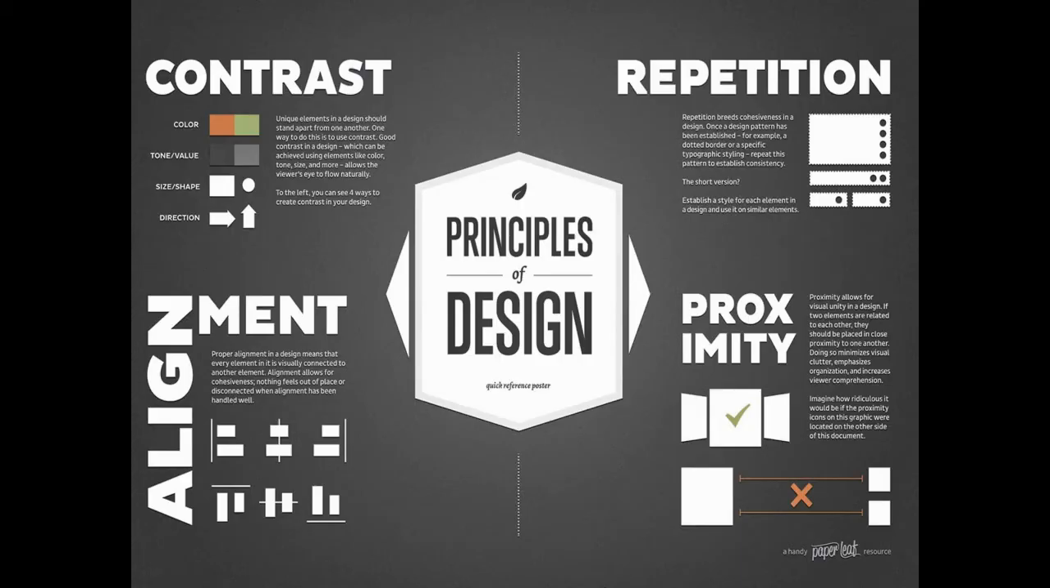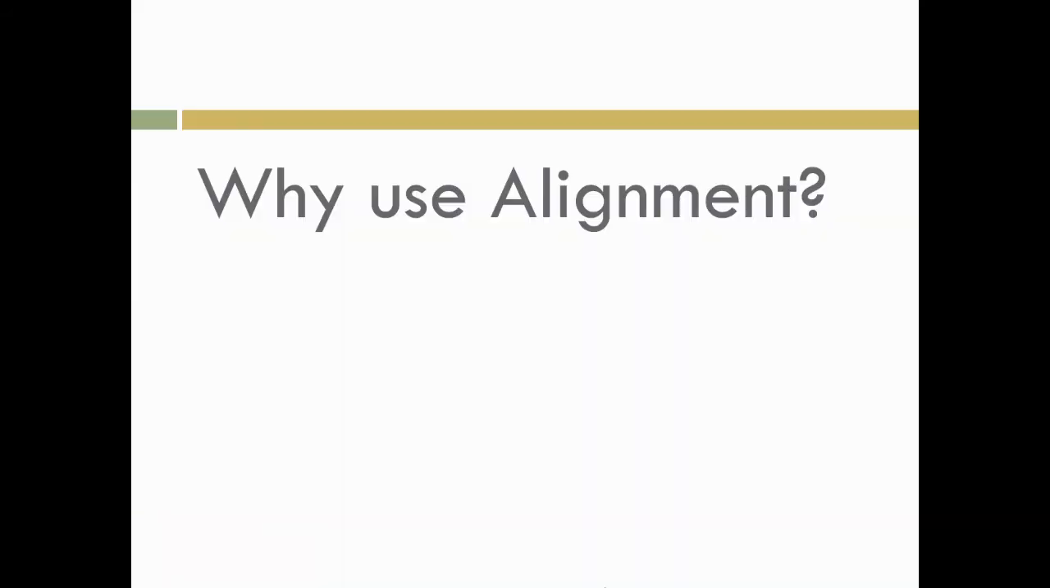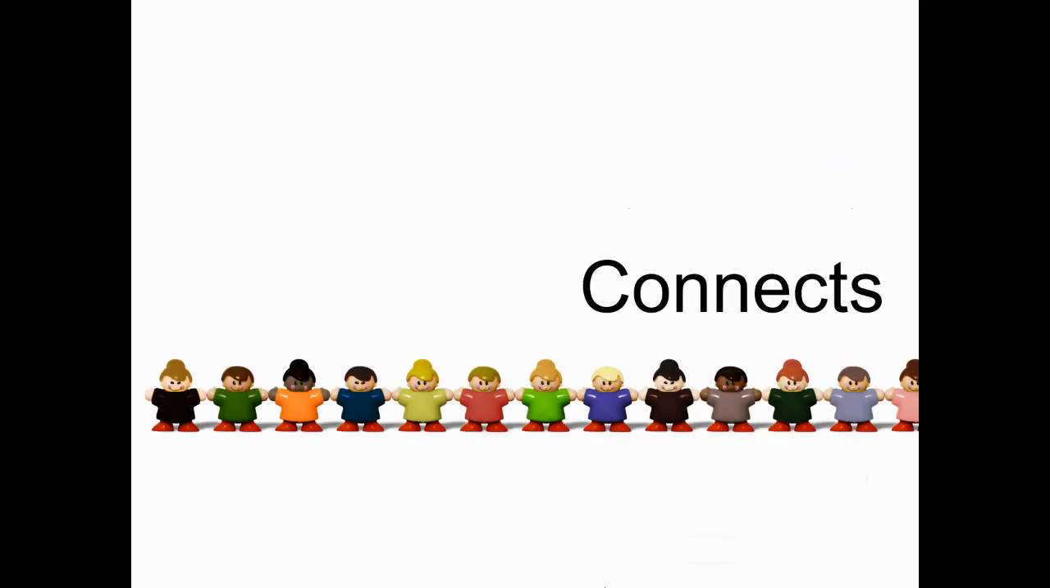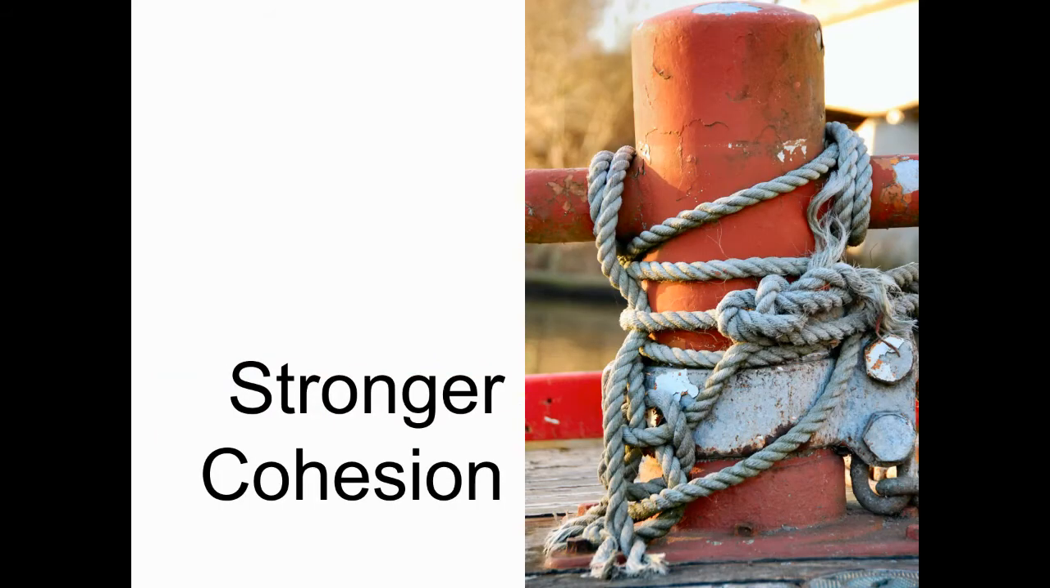All right, let's take a look while we're at it at alignment. Alignment's one of the easier ones to get your head wrapped around. So I'm just going to buzz through these, but I'm going to show you some other practical examples. So alignment. It does also help to create order, similar to the other ones that we talked about already. It helps to connect items together, and it creates a stronger cohesion between all of the elements of your page.